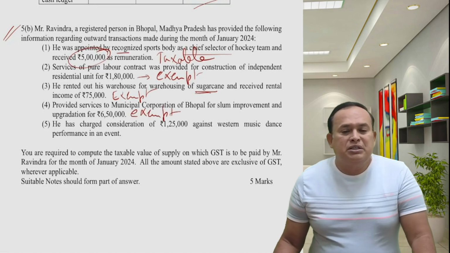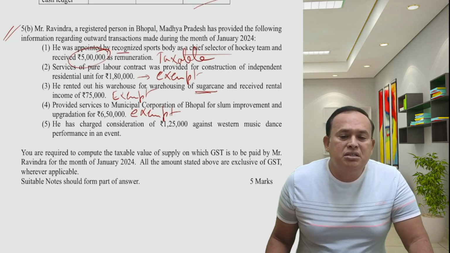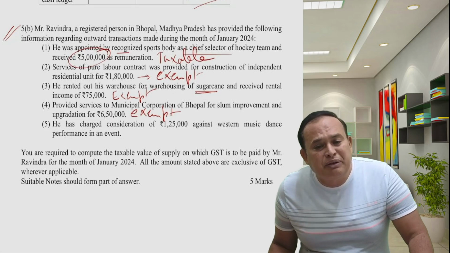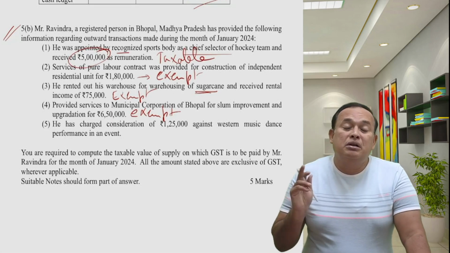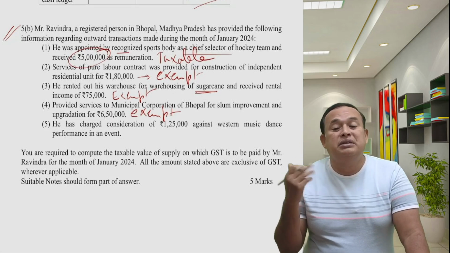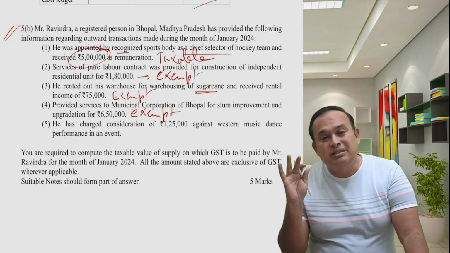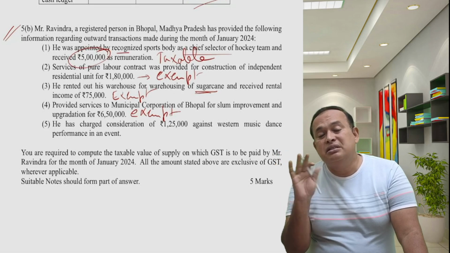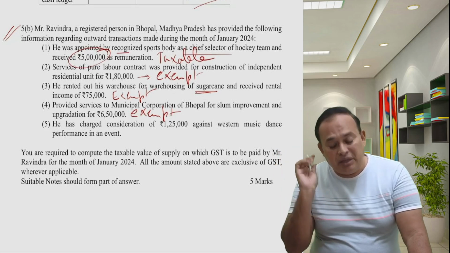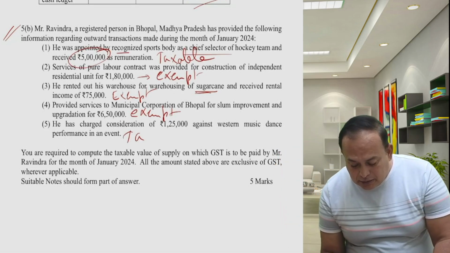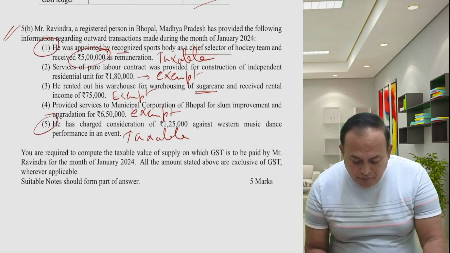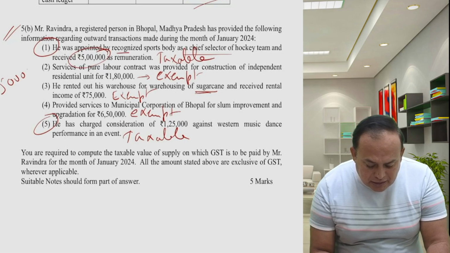Further, the last point, number five, he has charged consideration of 1,25,000 rupees against a Western music dance performed in an event. Only classical forms of art, dance and music are exempted. Western dance performance is not exempted. Therefore, it is taxable. So, what are the taxable ones? Point number one taxable. Point number five taxable. Therefore, here 5 lakh rupees taxable.